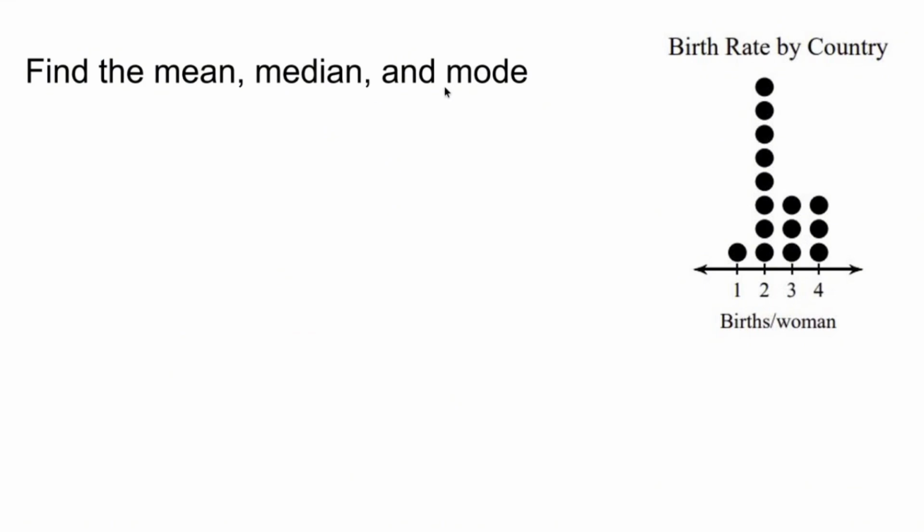Find the mean, median, and mode of this information right here. Well, basically, if I were to take this information, this dot plot, and write out everything, I would write out 8 twos, 3 threes, and 3 fours. My mean is done by adding up these numbers and dividing it by how many numbers I have.